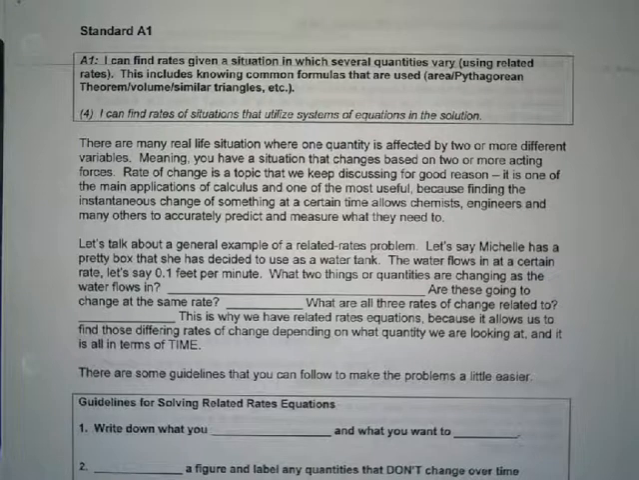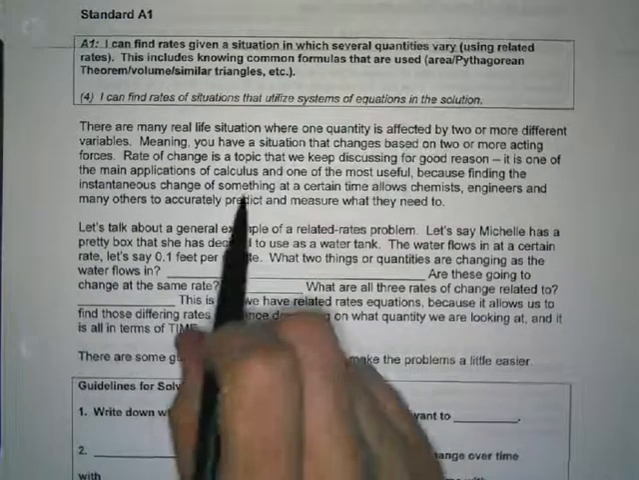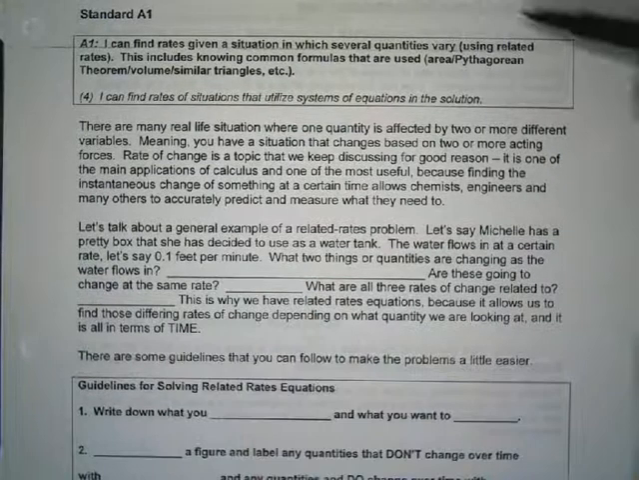So maybe you're looking at wind speed as one variable that's affecting it, and how fast it's going when it's let go. That's another variable that's affecting it. So there are more than that, but there's at least two or more variables that are affecting something usually in a real-life situation. So rate of change is a topic that we keep discussing for good reason.